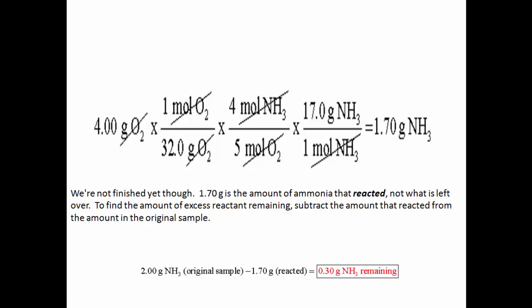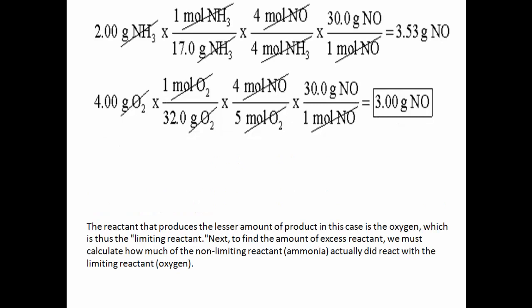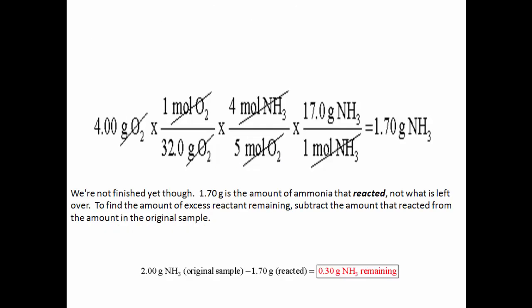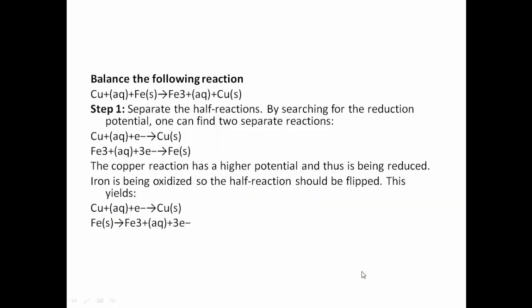So we can use the unitary method. In this, we will use the fact that 4 moles of NO will be produced by 4 moles of ammonia. So for 3 gram of NO, how much ammonia will be used? Then we can subtract from the given amount, and we will get that 0.3 gram of ammonia will be left after the reaction is completed.